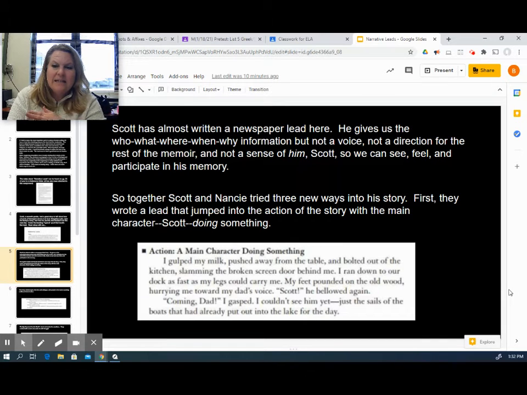And it kind of sets the tone for the rest of the piece too. And something big is happening because he's rushing down there and his dad is yelling from the lake. So this lead is much, much better. And he did that with him, Scott, doing something. He was eating breakfast and then he ran down to the lake in response to his dad yelling.